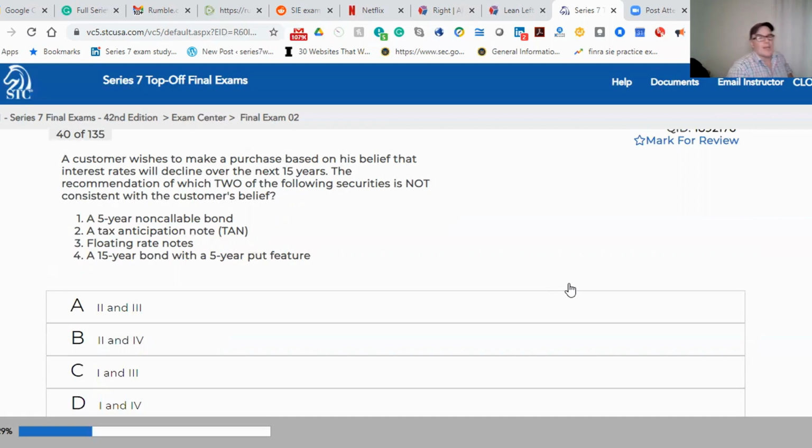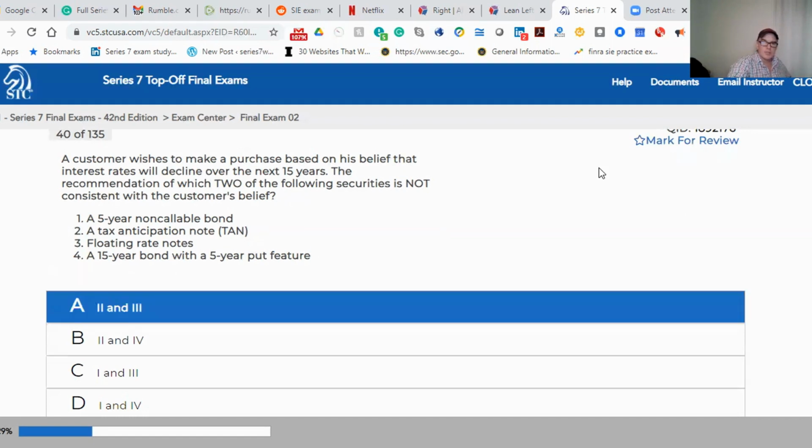So if rates are dropping, I don't want a short-term bond, okay? So what would I want? I would want a 5-year non-callable. And I think the floating rate would be bad. So I would want 1 and 4. So I'm going to say 2 and 3 would be the answer, because I don't want a short-term note. As rates drop, that bond's going to mature, and then I'm going to buy a new bond with a lower rate. And the floating rate means as the rates go down, it goes down. So I'm going to say 2 and 3. Let's see if that works.